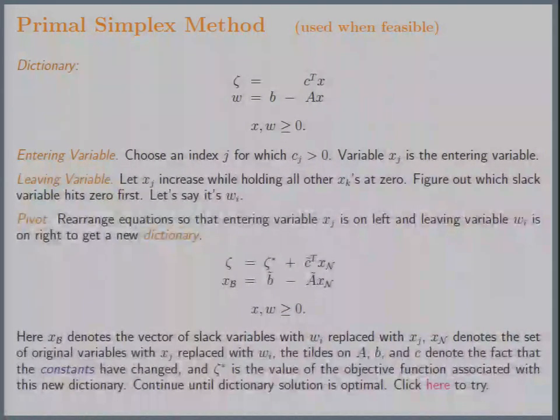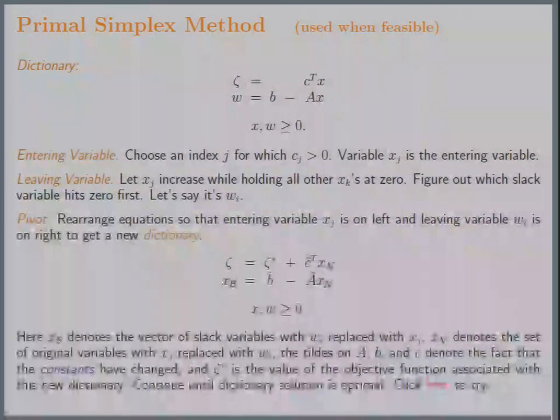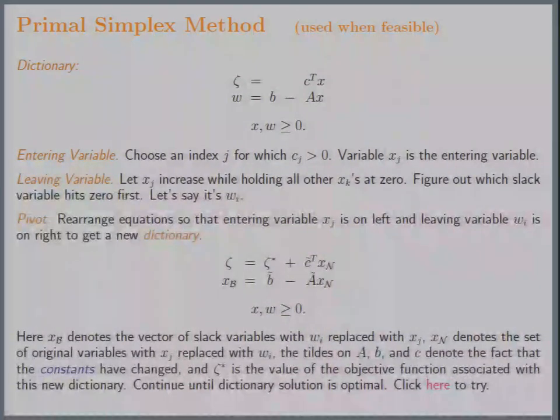It will become one of the variables that's not 0. And we want to preserve this property of having a dictionary. So if I take one of the variables on the right and put it over on the left, I need to take one of the variables on the left and put it over on the right in my system of equations. I just want to rewrite my system of equations with one xj swapped with one of the w's. And so how do we figure out which w has to go? So we've picked this index j, and we're increasing that particular variable xj. All the other ones are equal to 0.